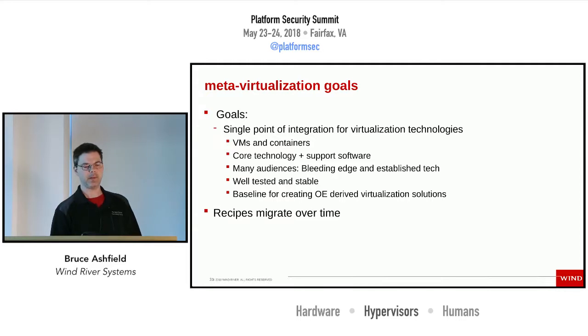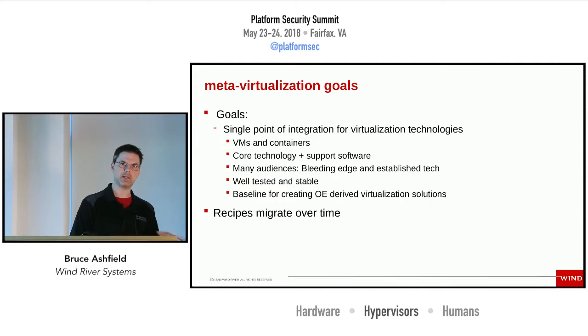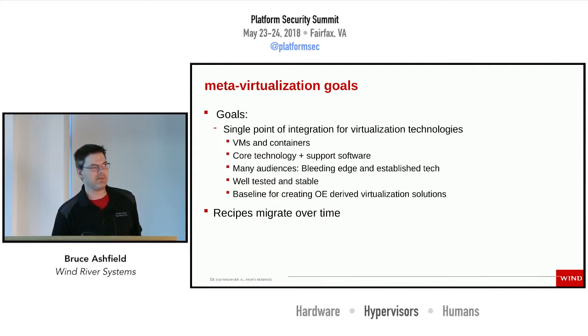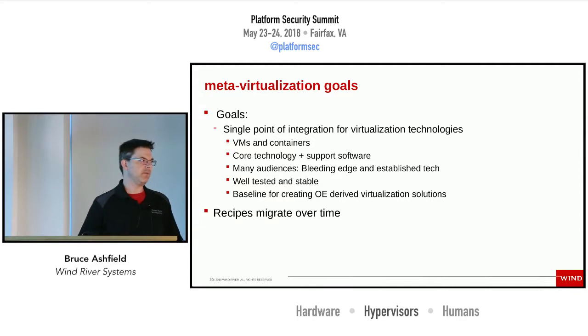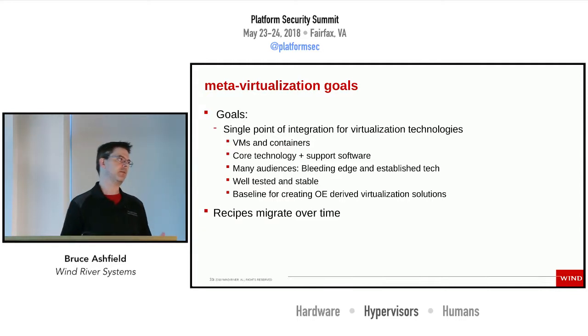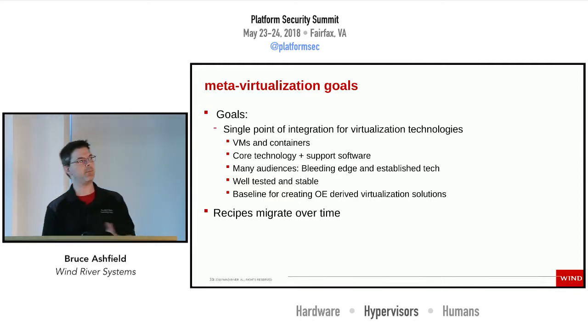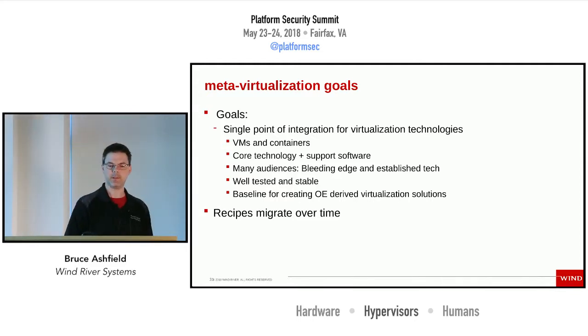It has the core technology as well as software that supports virtualization. It has many different audiences, so we try to follow the bleeding edge of a lot of these projects, as well as keeping the established technology available in the layer. My example of that would be, we have KVM and Xen, but we also have Docker, Moby, and Kubernetes, sort of the bleeding edge. And we have RunV in there, which is an OCI interface to virtual machines that look like containers. So there's both, and you have a migration path. And we want it to be a baseline for creating OpenEmbedded derived virtualization solutions.